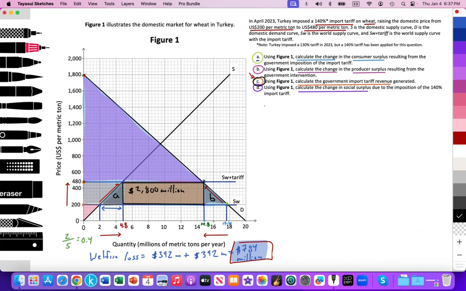Okay. So calculate the change in social surplus. I'm going to make a note here. The change in social surplus could be equal to welfare loss, and we calculate that being equal to 784 million. Or we can interpret that as the change in social surplus being equal to the welfare loss plus the tariff revenue.